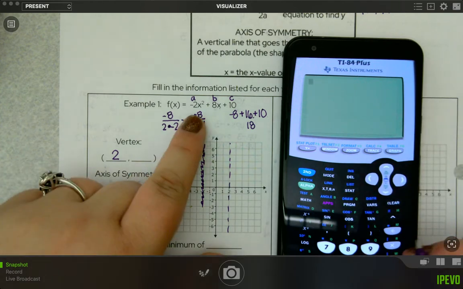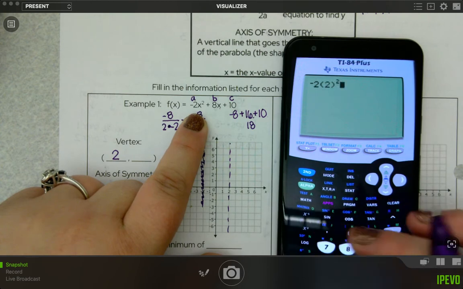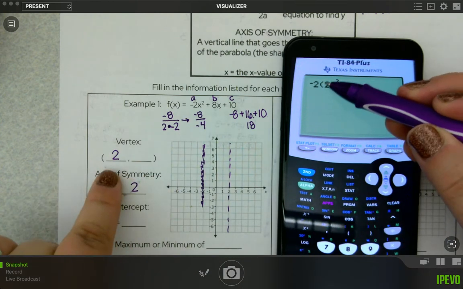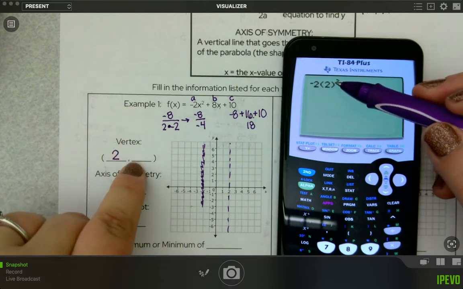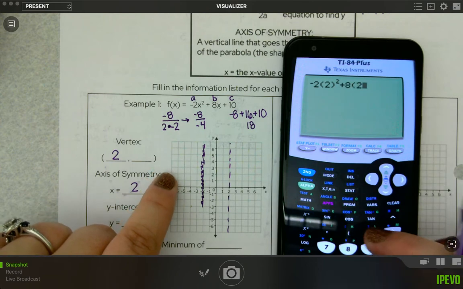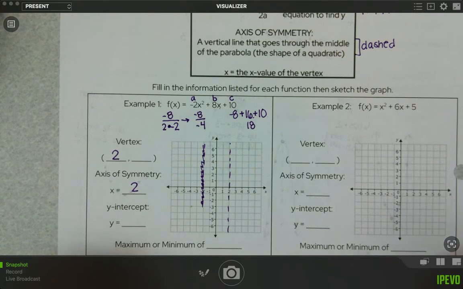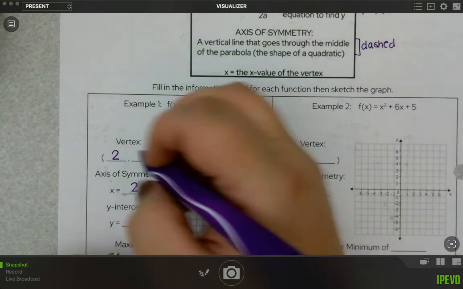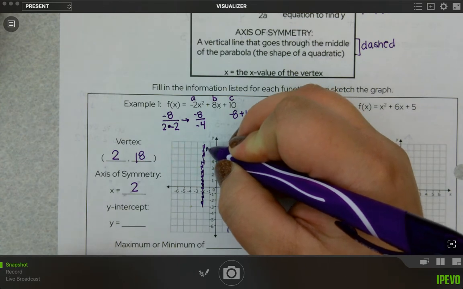And do negative 2, parentheses, 2 squared. The only thing that goes inside the parentheses is the number you're plugging in. So the negative 2 can't go in there and the squared can't go in there. Plus 8 times 2 plus 10. 18. And since 18 doesn't fit on this graph, here's what we're going to do. We're going to triple all of these values.